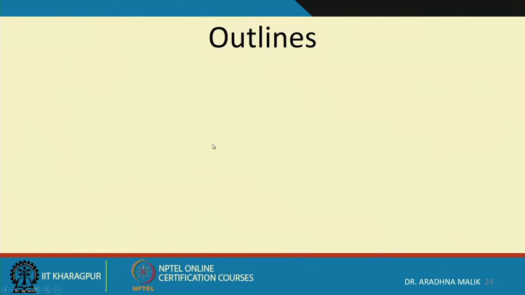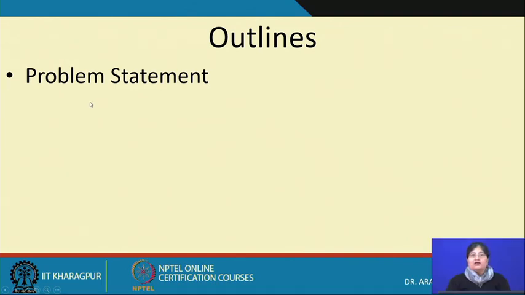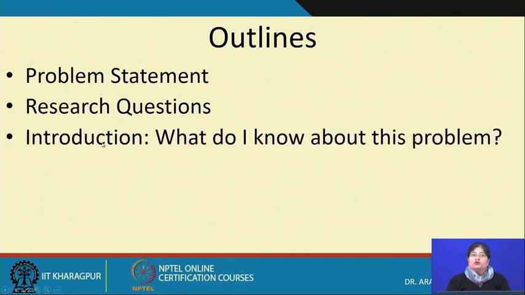Okay. Now, different types of outlines are there. In an outline you would have a problem statement, you would have research questions, you would talk about the introduction. So, you list the introduction, what do I know about this problem, and you list it in points.